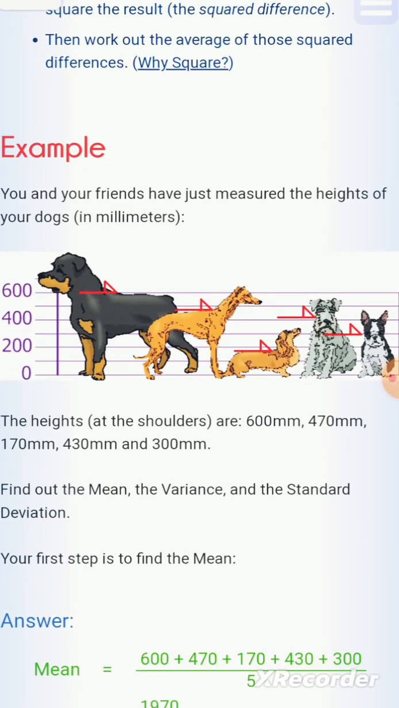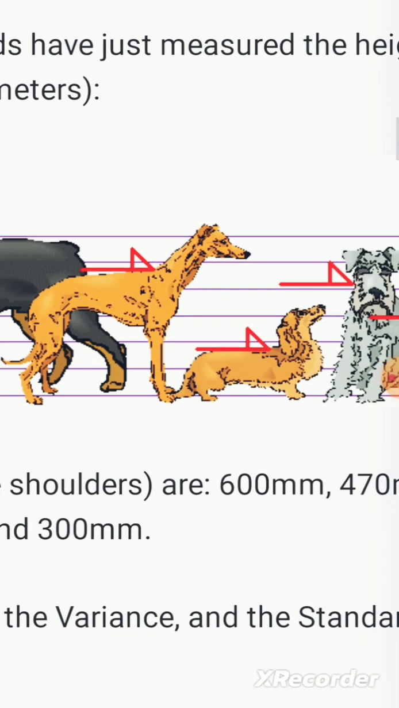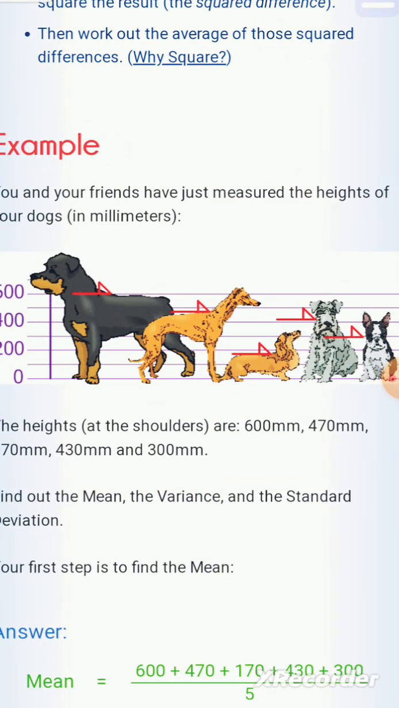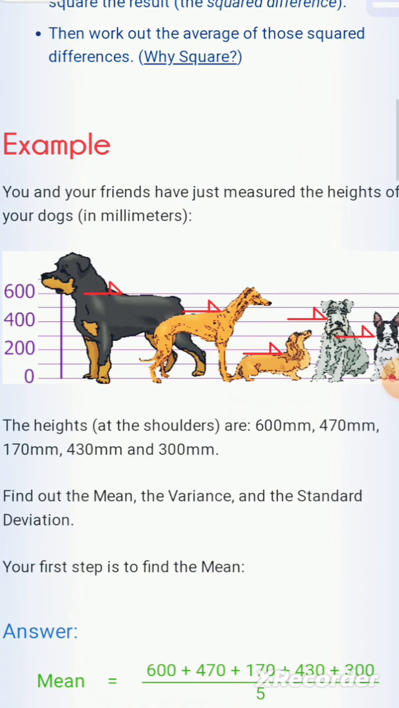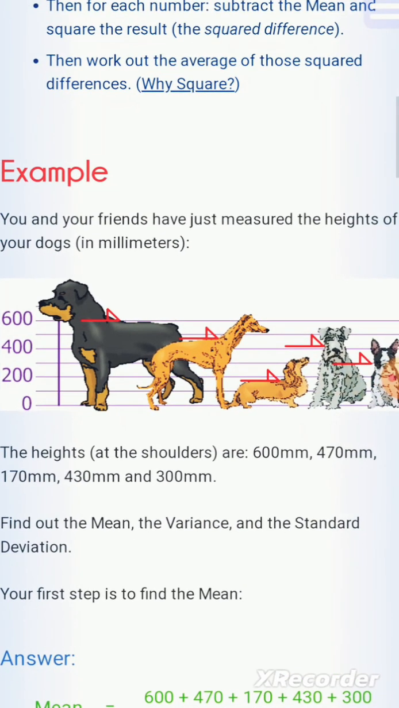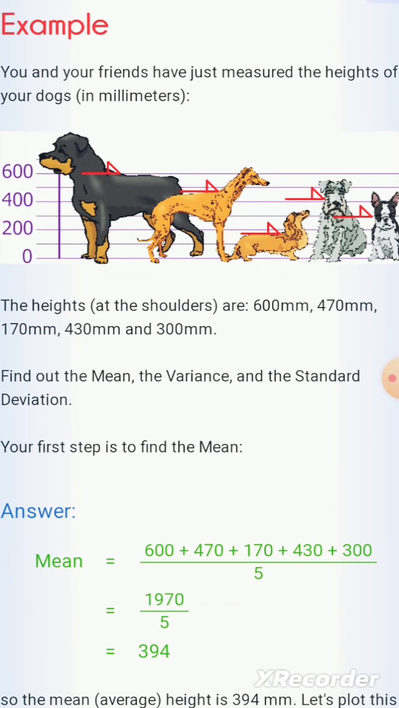So here's an example. You and your friends have just measured the heights of your dogs, and you're measuring those dogs from their shoulders down. You see the little red symbols that kind of look like triangles with a tail. Those are just marking the spot where the dog's shoulder is. Okay, so if you look at the Rottweiler, his shoulder shows that his height is about 600 millimeters, and that's our first number in our data set. The next dog over is at about 470 millimeters. Then we have 170, 430, and 300, and those are all marked on that chart.